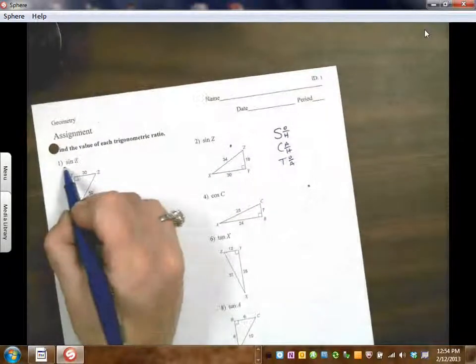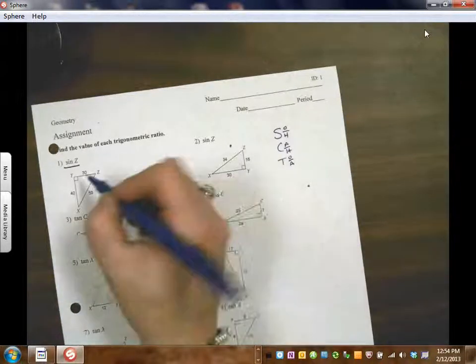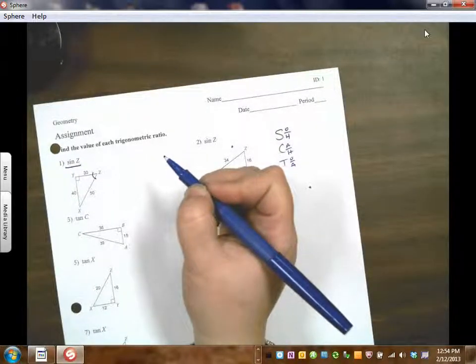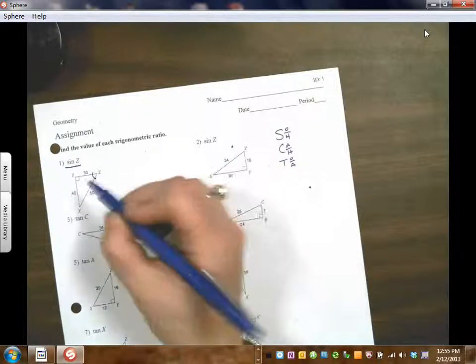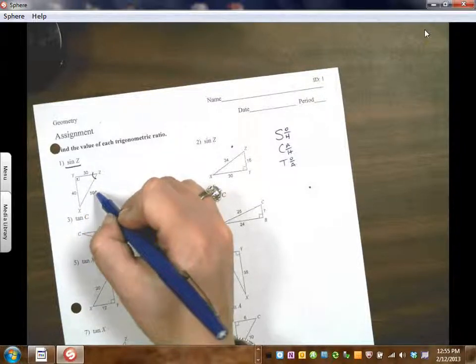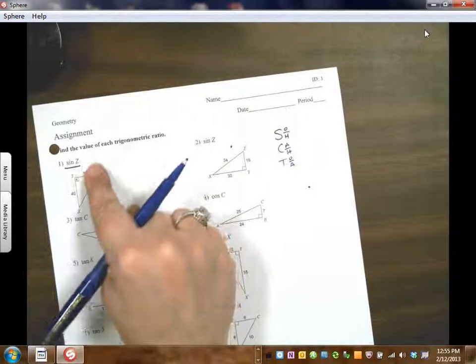So right here, I'm going to look at this one. It says the sine of Z. First step is to identify where is Z. Right here, there's angle Z. Now I need to identify where the hypotenuse is. There's my right angle, so I know the side opposite the right angle is your hypotenuse. Take your finger and place it on the Z.